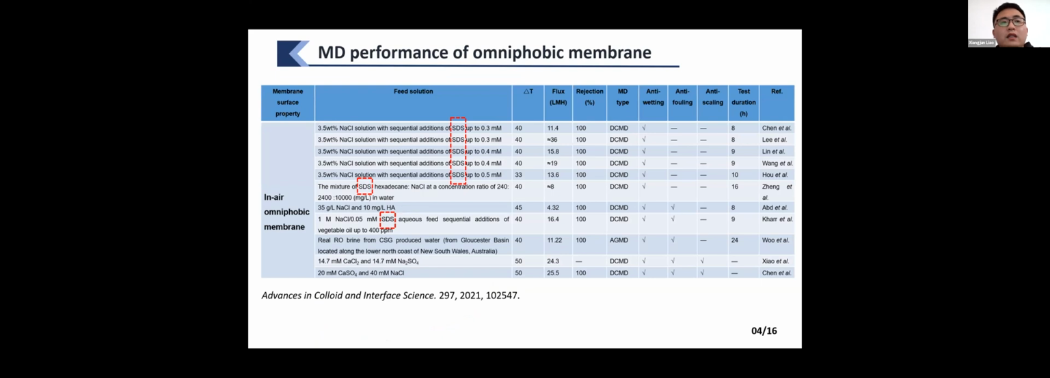In these studies, the anti-wetting properties of omniphobic membranes are usually evaluated by adding SDS to the feed solution, but real wastewater may contain different surfactants. So a surfactant such as SDS is not sufficient, and different types of surfactants may also cause different membrane wetting behaviors.